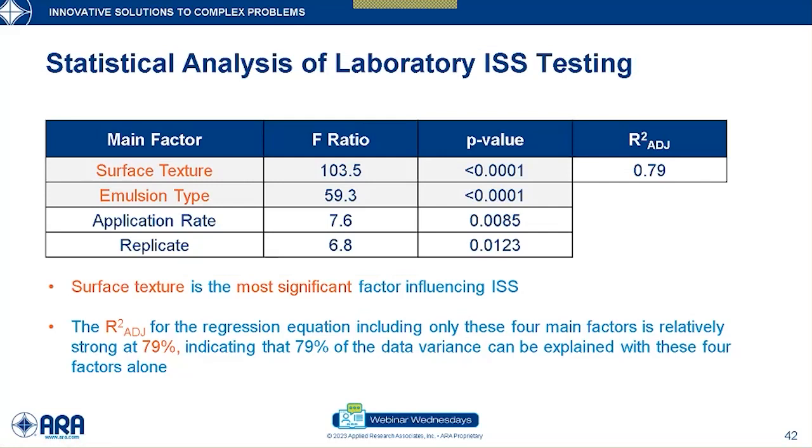A statistical analysis was also performed on these different factors, and the two main factors found were the surface texture, as you already saw, and emulsion type also has an effect. The adjusted R-square from this statistical analysis was 79%. So surface texture, emulsion type, application rate, and replicate effect can explain 79% of the data variance.